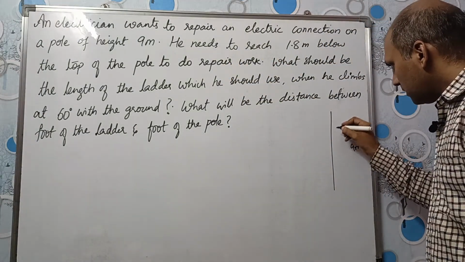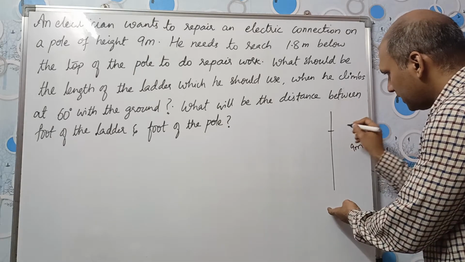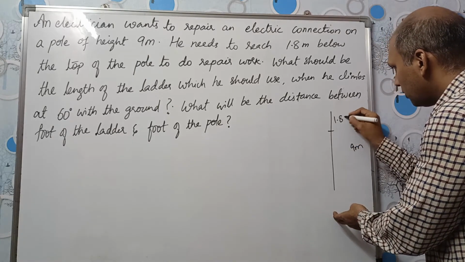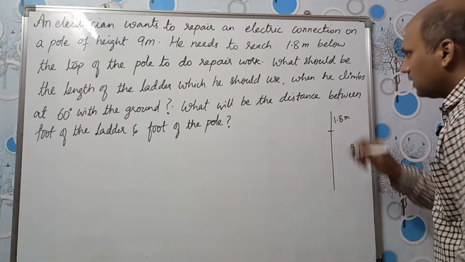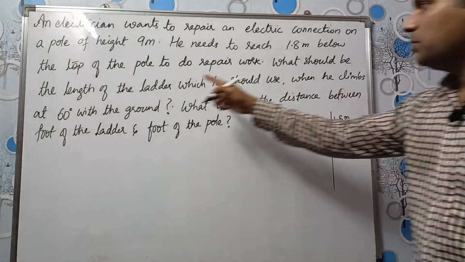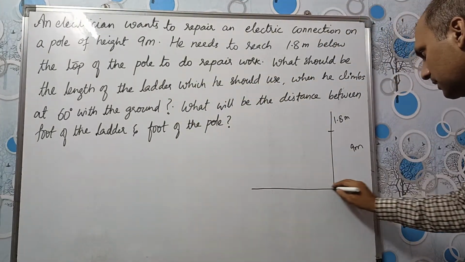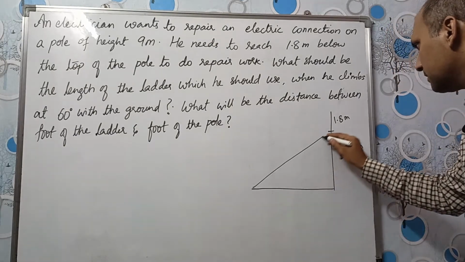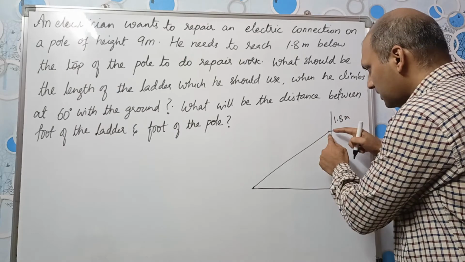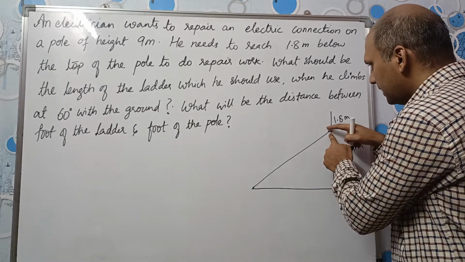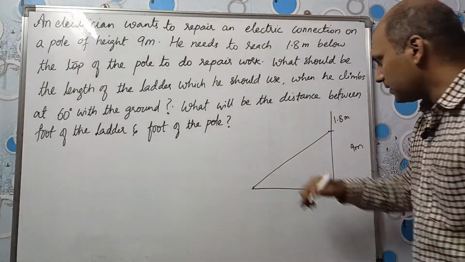Okay, see, suppose this is the pole. He should reach here. This is 1.8 meters below the top of the pole. Alright. What should be the length of the ladder which he should use? See, this is the ground and let us say this is the ladder. This is the length of the ladder. He will place the ladder here and he will stand here and do the repair work. Right. So this is the ladder.